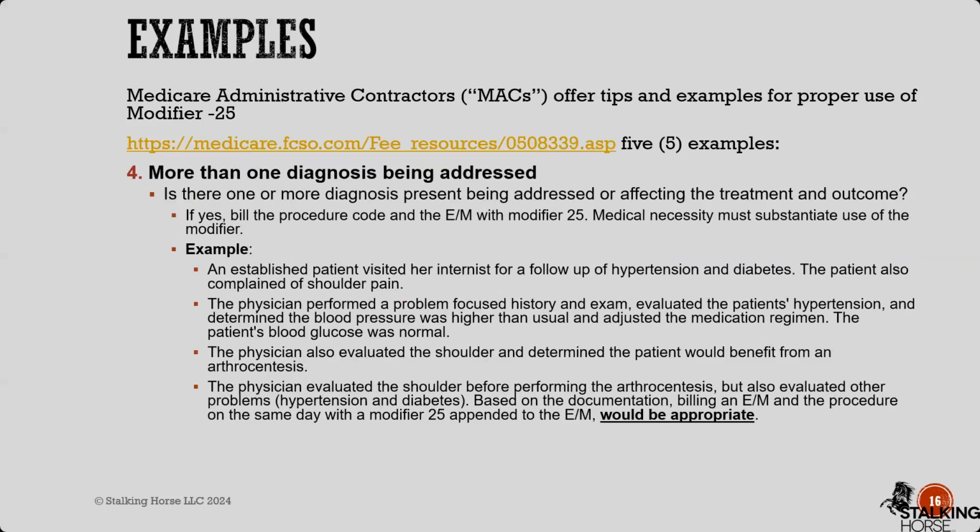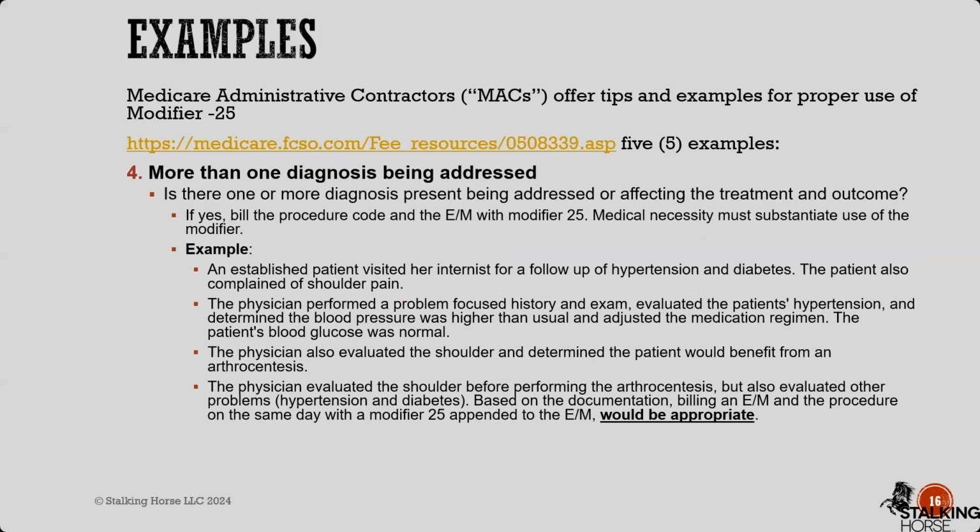So example, an established patient visited her internist for a follow-up of hypertension and diabetes. The patient also complained of shoulder pain. The physician performed a problem-focused history and exam, evaluated the patient's hypertension, and determined the blood pressure was higher than usual and adjusted the medication regimen. The patient's blood glucose was normal. The physician also evaluated the shoulder and determined the patient would benefit from an injection there. So the physician evaluated the shoulder before performing the service, but also evaluated the hypertension and diabetes.